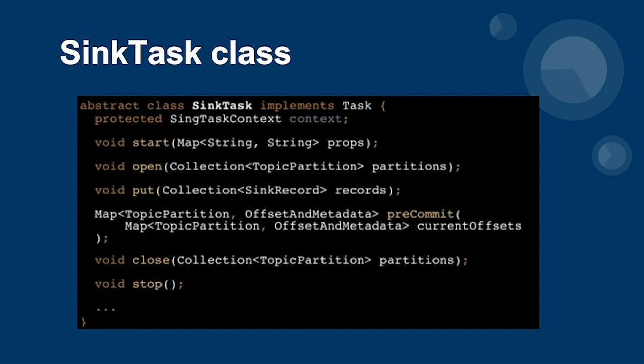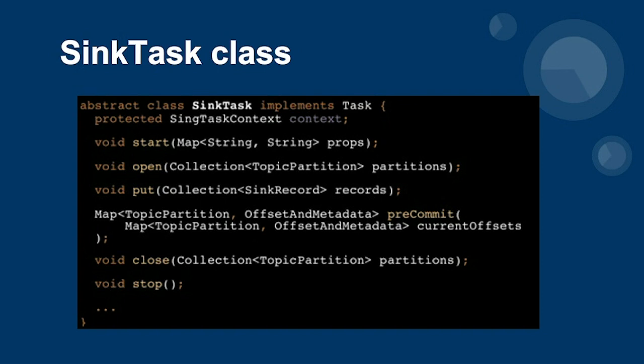To override this behavior, we can choose to read offsets from the external system, be it a file or a database table, and set the task context with the desired offsets. The connector will then start reading from that position, and all of this can be done in the open method.